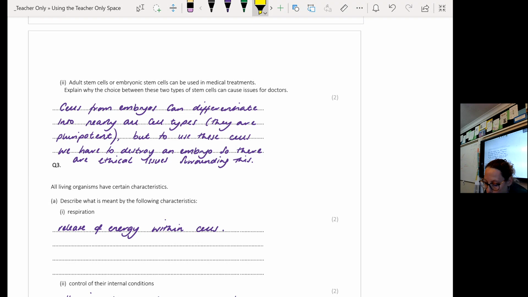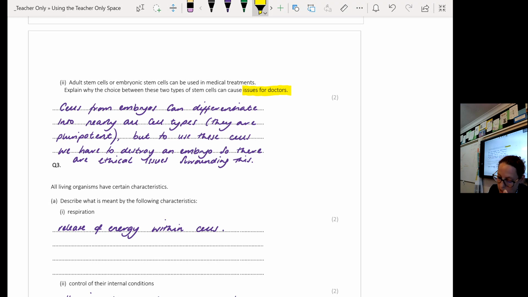So what it's asking you is why it can cause an issue for doctors. And the issue for doctors is the fact that there are ethical considerations surrounding the use of embryos because some people believe that it is killing a life. Some people believe that it is playing God, therefore we shouldn't necessarily be playing around with what we don't know. And that is their opinion. They're allowed to have that opinion, but that does cause quite a lot of grey area around the use of embryos in the treatment of some conditions in medical research, which is why some people won't use them.